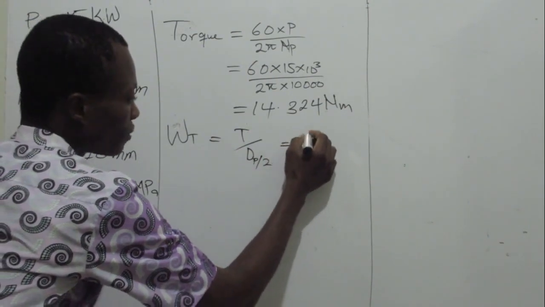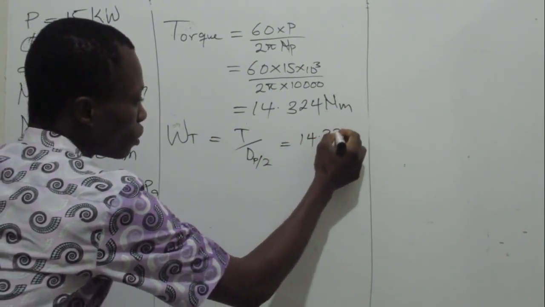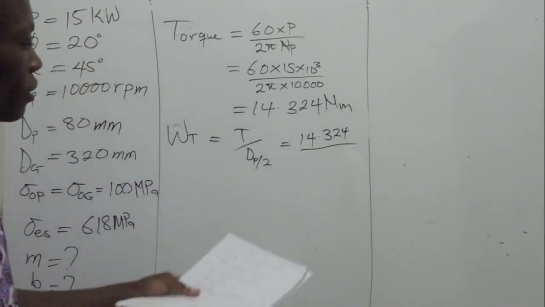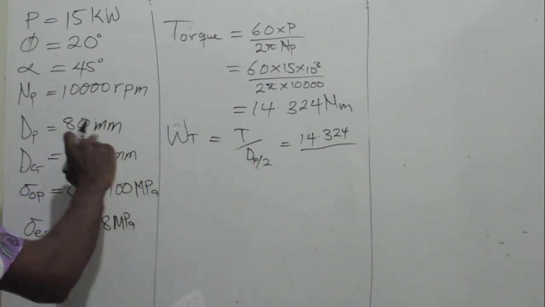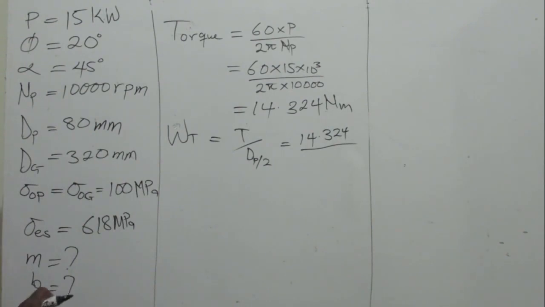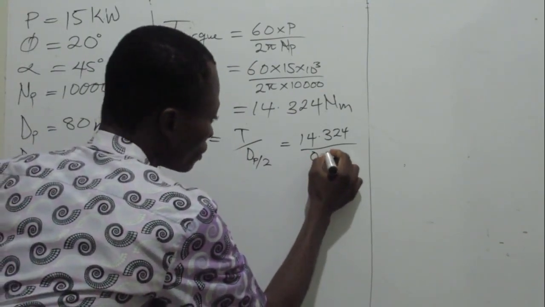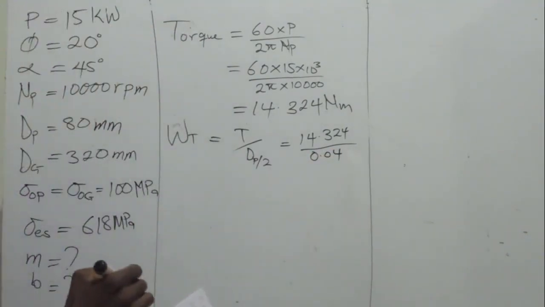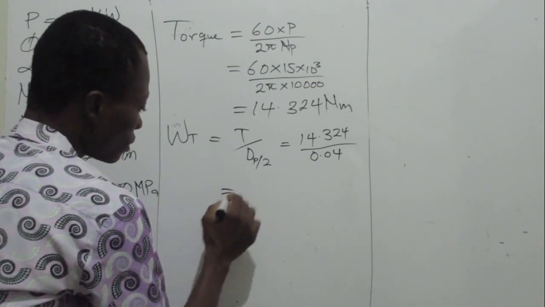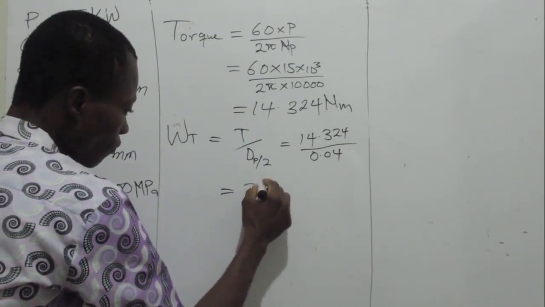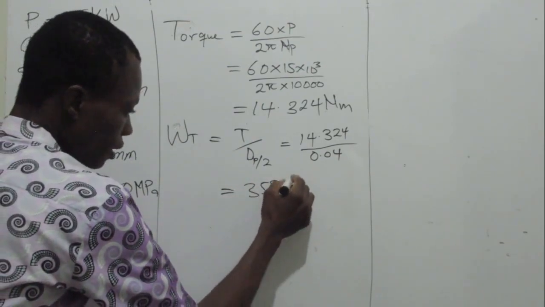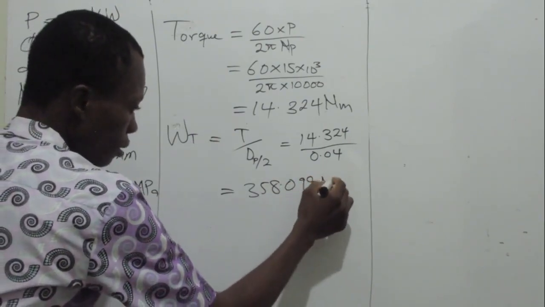So put the values in, we have 14.324 divided by the pitch circle diameter, which is given as 80 millimeters. We'll divide that by 2, that will give us 40 millimeters. We need to convert to meters. So when you do that, you are going to get 0.04. Then when you compute that, you get the transmitted load to be equal to 358.099 newtons.